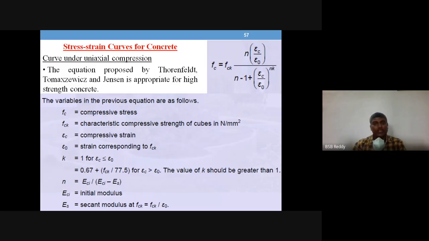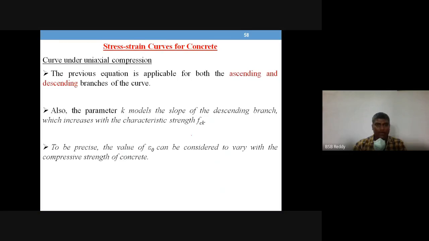Okay, and the stress strain curve for grades of 100 and above is given in terms of an equation also for the curve shown, proposed by Thorenfeld, Tomaszewicz, and Jensen for the high strength concrete. Okay, and this is the equation to be used. The equation for both the branches is applied.